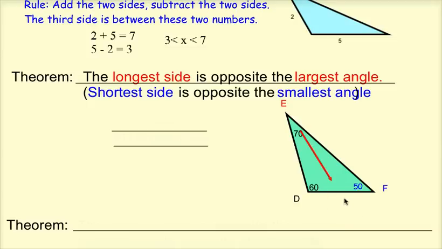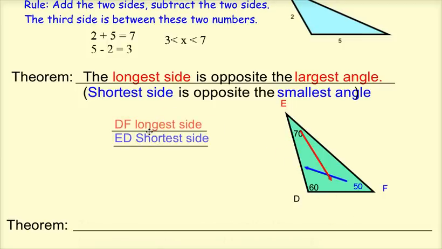And if I want to find the shortest side, it is opposite the smallest angle. My smallest angle is 50 degrees, angle F. Just shoot right across to the other side. DE would be the shortest side. Now this picture is not drawn to scale, okay, so the shortest side doesn't look like the shortest side. You have to go by the angles.